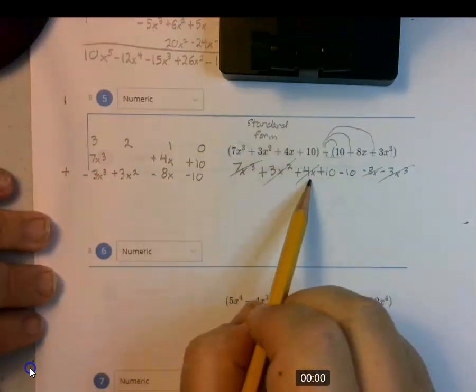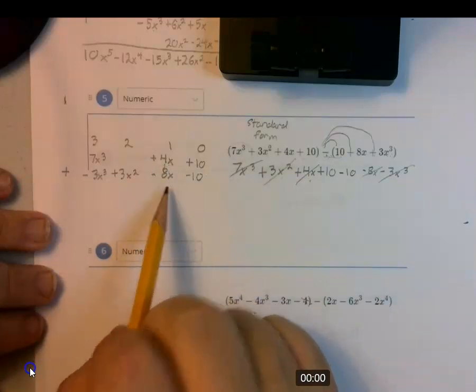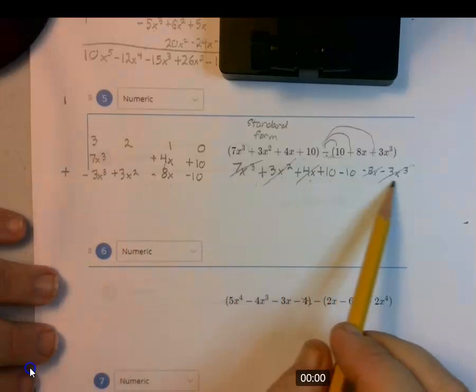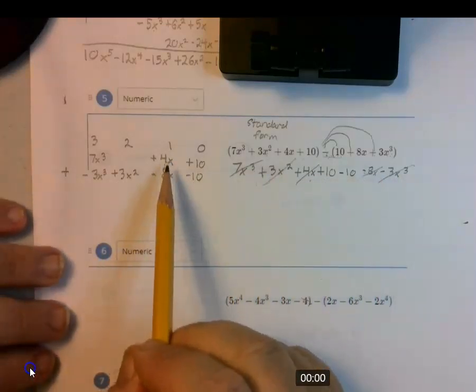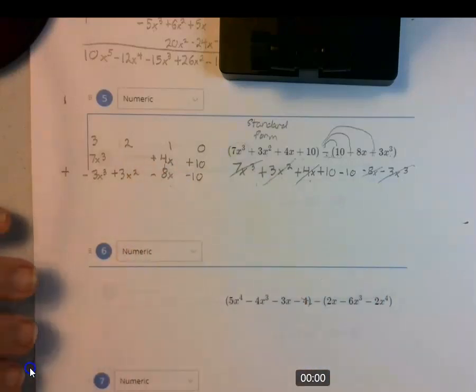Okay, so I put this 4x up here, and the 8x down there. It doesn't matter. Once you have them out of parentheses like that, with the signs attached to them, it doesn't matter whether I put the 4x above and the negative 8x below, or the other way around. It's going to give you the same answer.